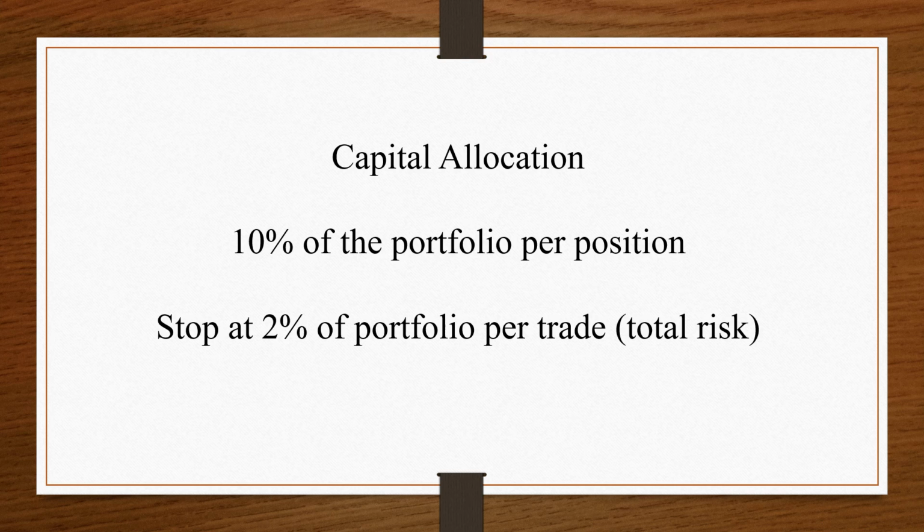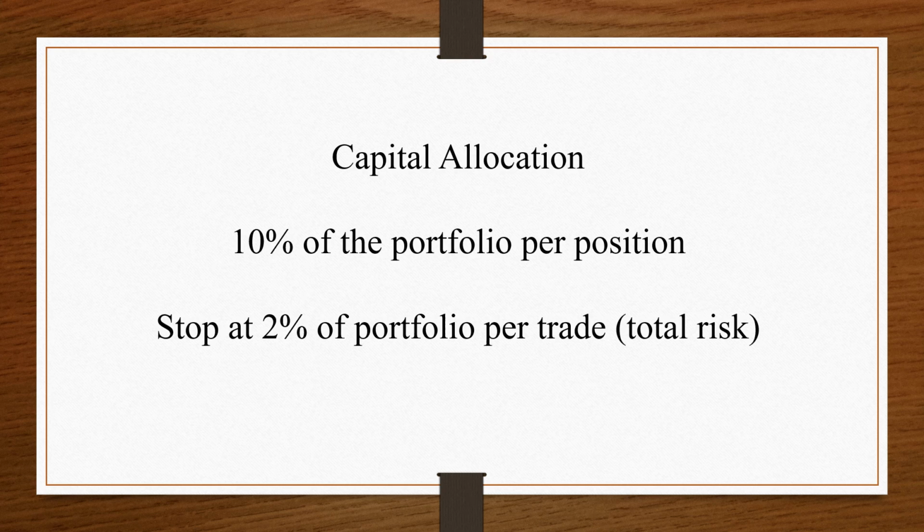So when we start out with our capital allocation, we want 10% of our portfolio per position, and so we could have 2 or 3 on a big trend like that, as I said, and then where we put our stop is at 2% of the portfolio. So when you do your math and you see where your stop is, you want your risk, in other words, if the trade goes against you and you are stopped out, you don't want to lose more than 2% of your portfolio per trade.